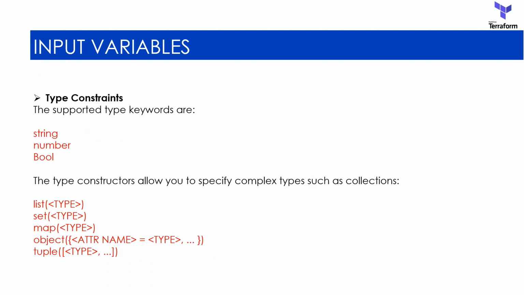For type constants, the supported keywords are string, number, and boolean, and type constants also allow you to specify complex types such as collections: list type, set type, map type, object with attribute name equals type, and tuples. So these are the type constants and complex type constants we are going to use.